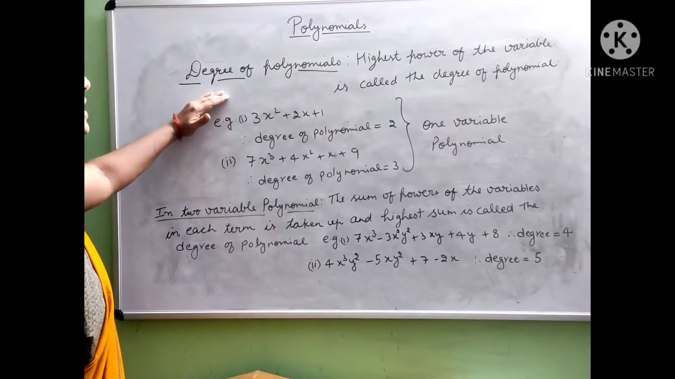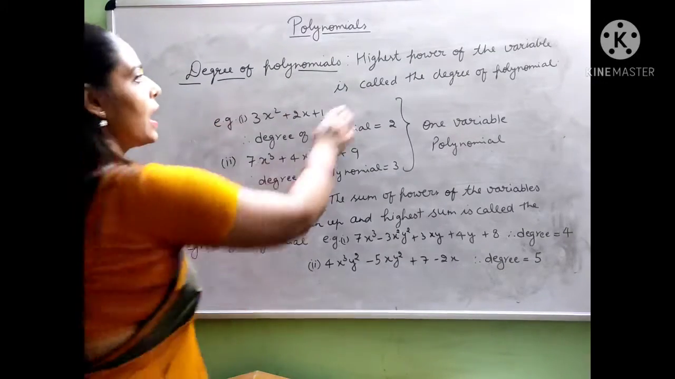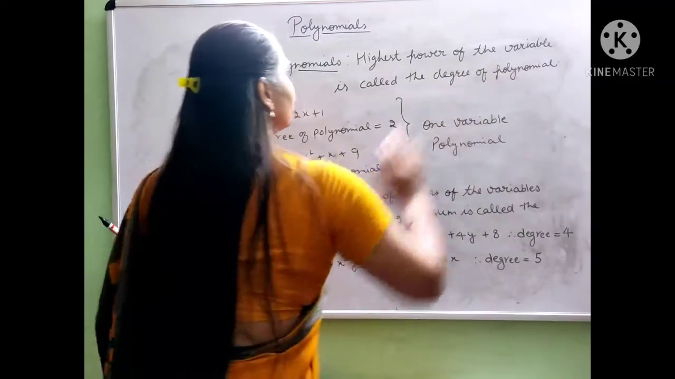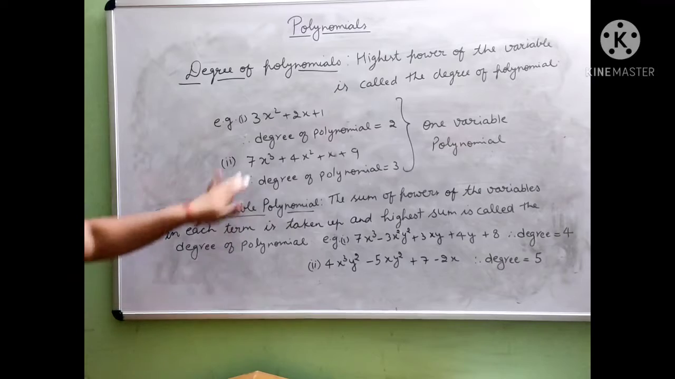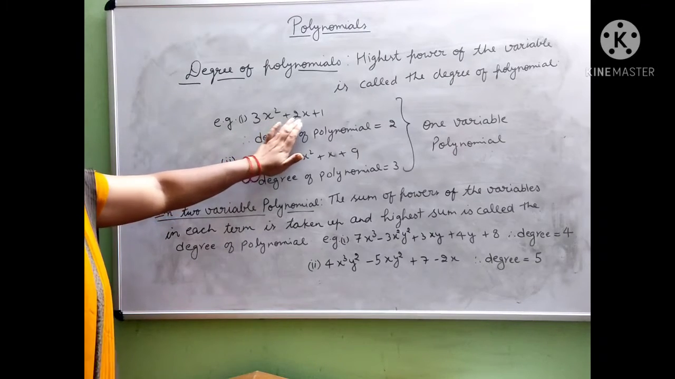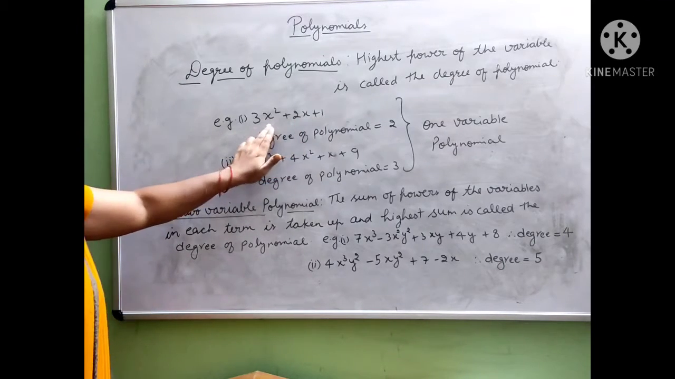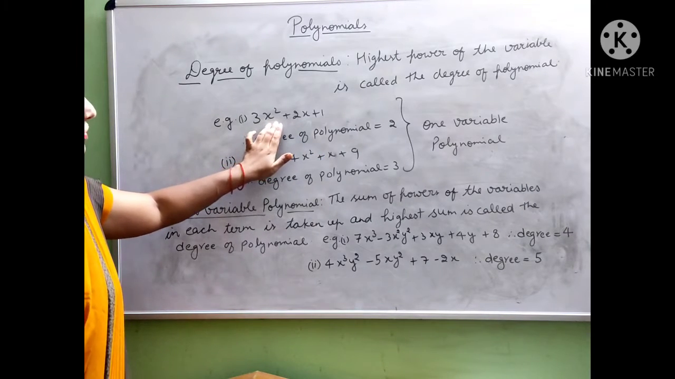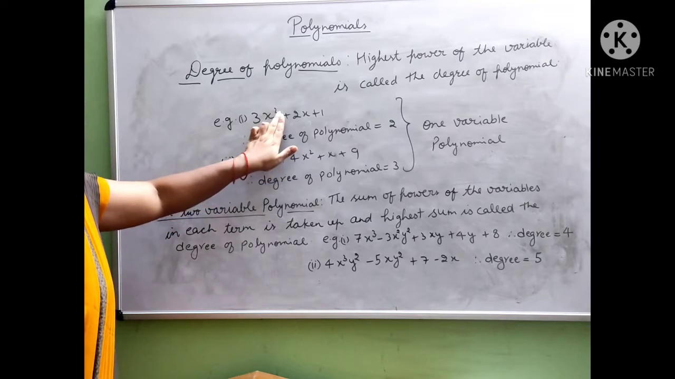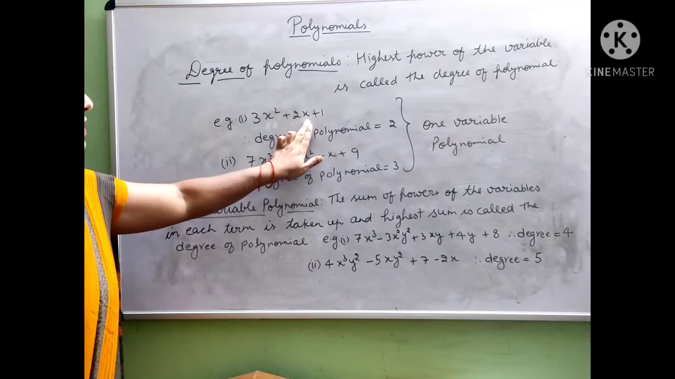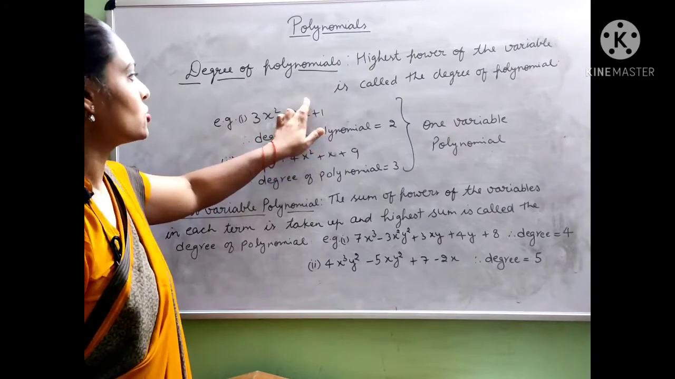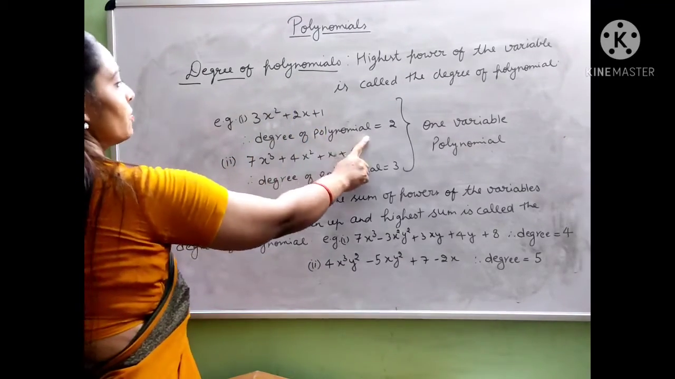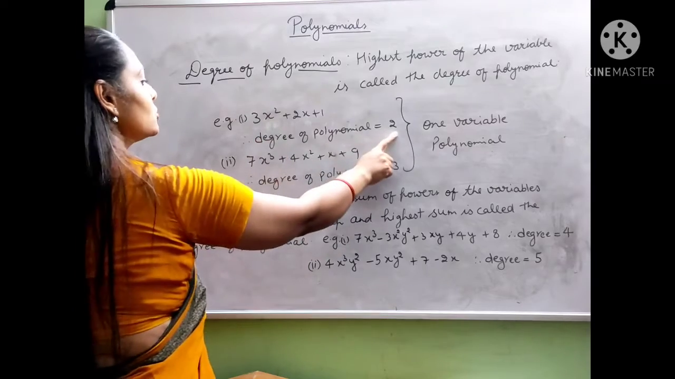Now what is the degree of a polynomial? The highest power of the variable is called the degree of the polynomial. For example, 3x square plus 2x plus 1. Here the variable is x, so we have to check the highest power of the variable. The power of x is 2 here and 1 here. Which is highest? 2. So it becomes the degree of the polynomial. So the degree of the polynomial is 2.